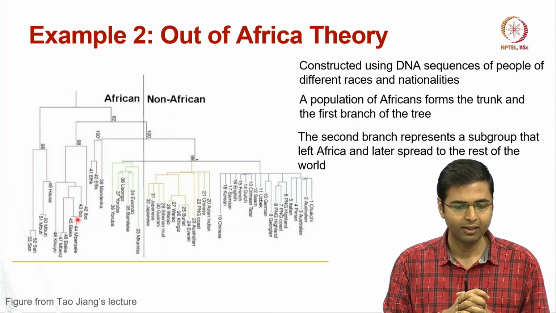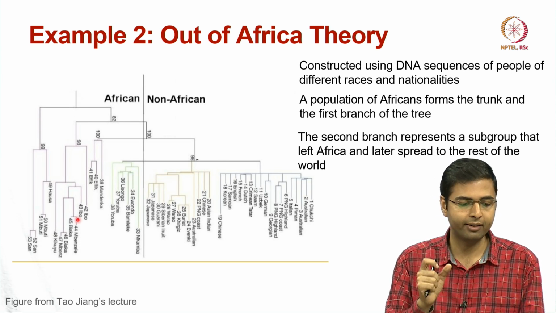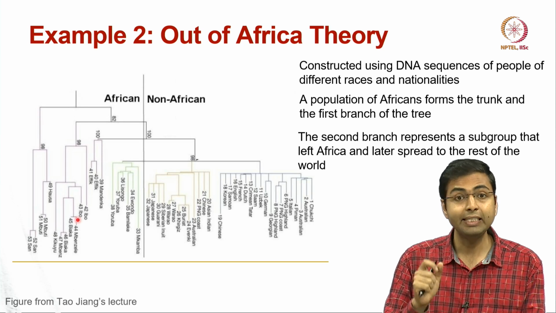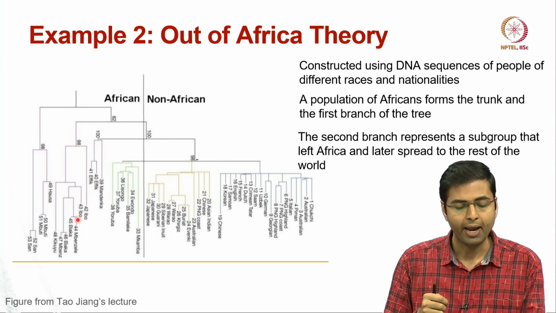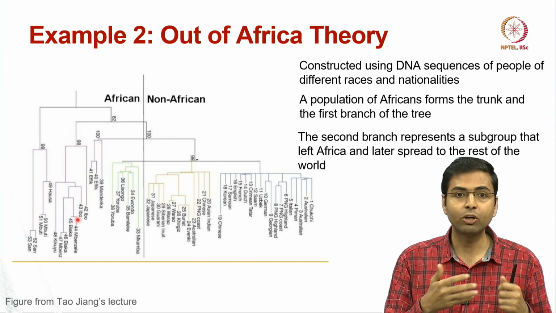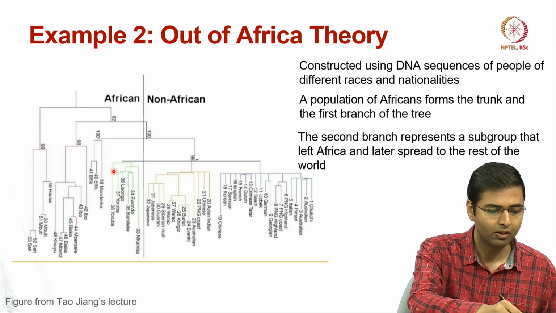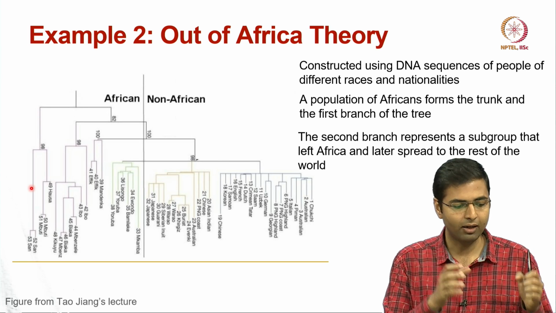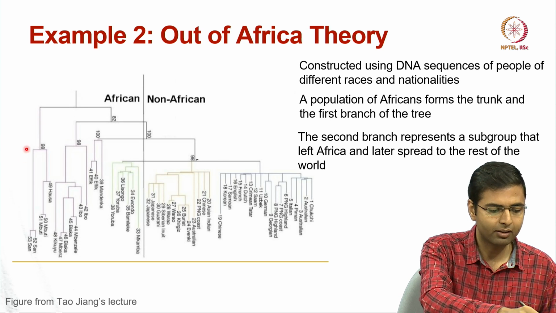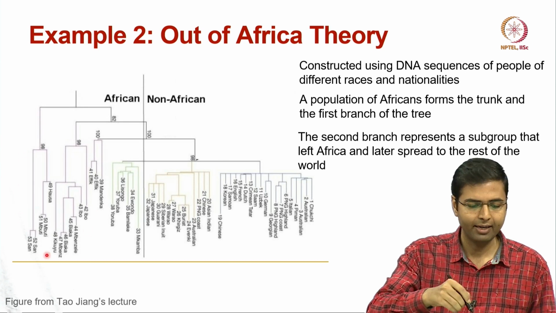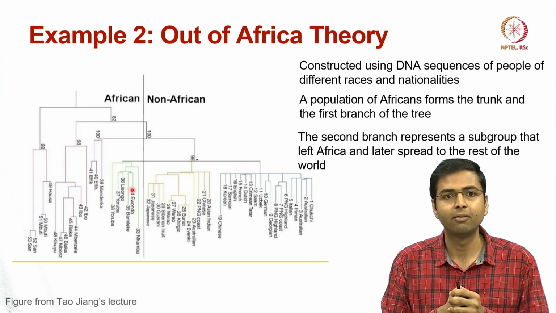And how tree reconstruction algorithms helped is as follows. This tree was reconstructed using DNA sequences, in particular mitochondrial DNA sequences, and these sequences were taken from people of different races and nationalities. When the algorithms were used and the tree was reconstructed, it was found that the African genomes form an outgroup in this tree, that is, they form a completely different clade as compared to the rest of the humans from other races and nations.